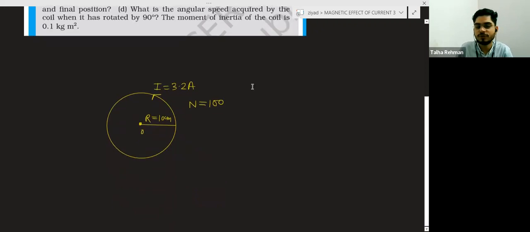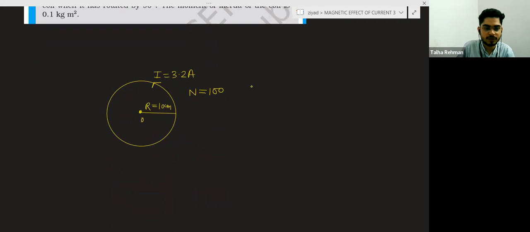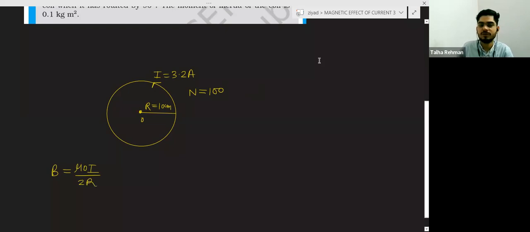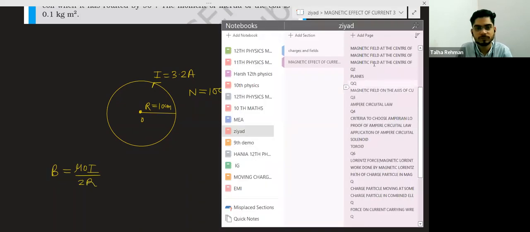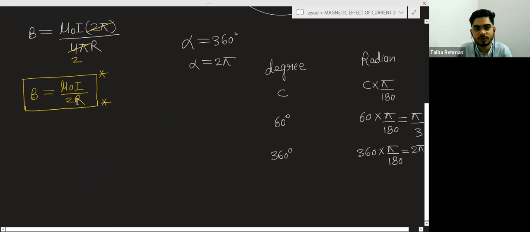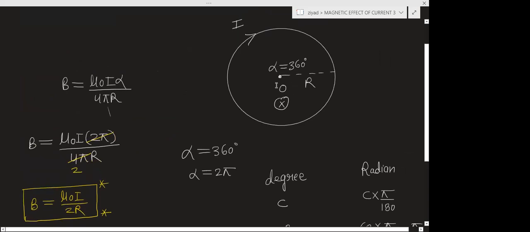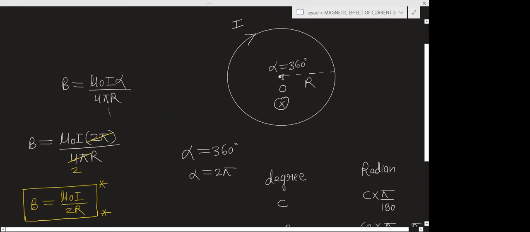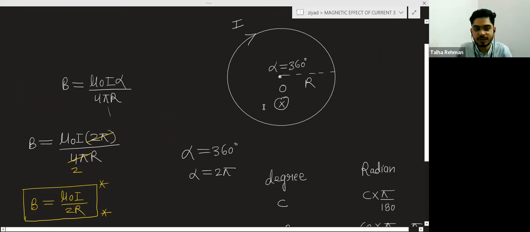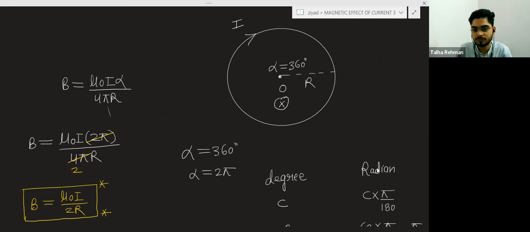We have a formula for the magnetic field at the center of the coil, that is given by mu naught I divided by 2R. This is the formula discussed here. I have made two stars also. This is a circular coil, and at the center of the circular coil carrying current I, the magnetic field is mu naught I by 2R.